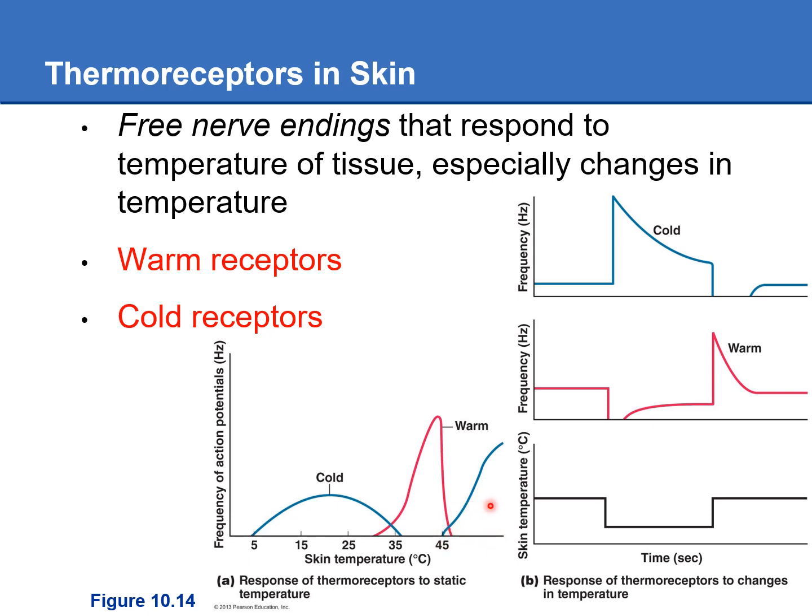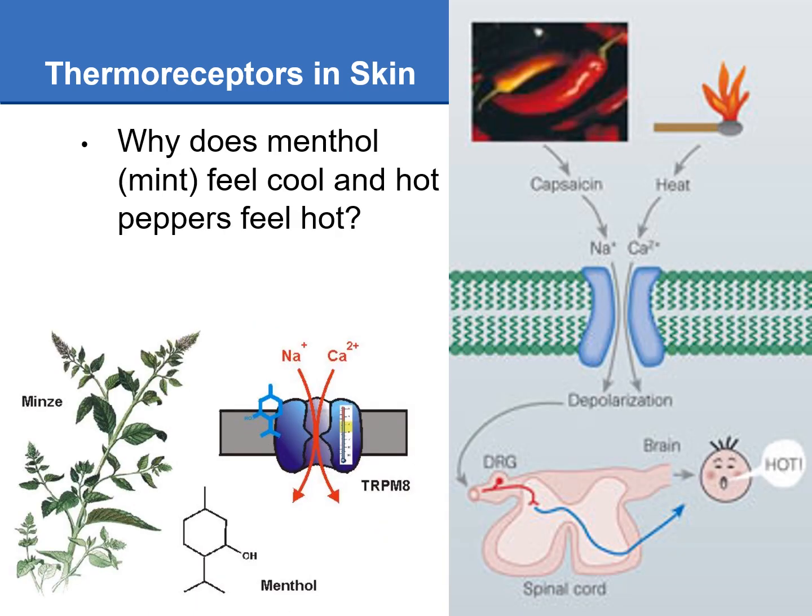So they call that paradoxical cold because even though you're getting burned by something really hot, your skin actually feels cold. So that's kind of odd. I don't know why that is, but that's just the way it is. Okay, so let's just take a look at how these thermoreceptors work.